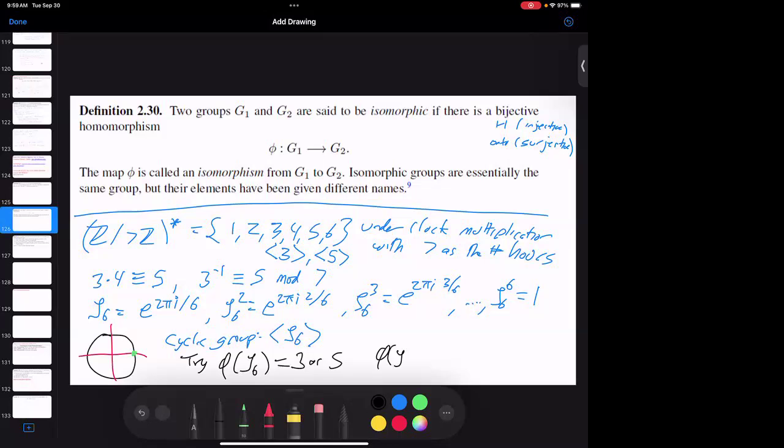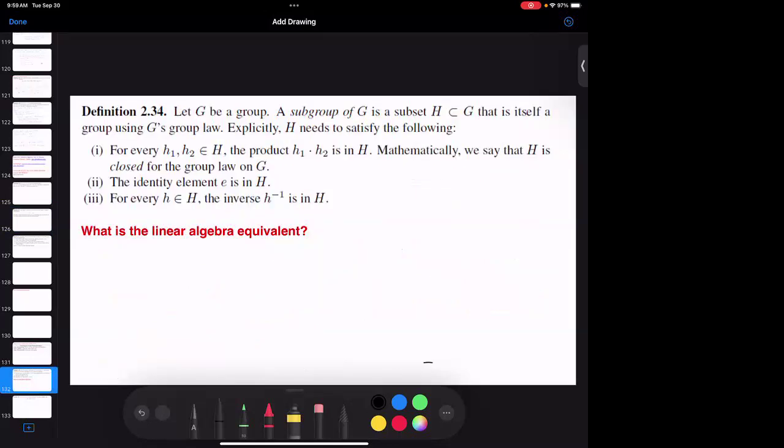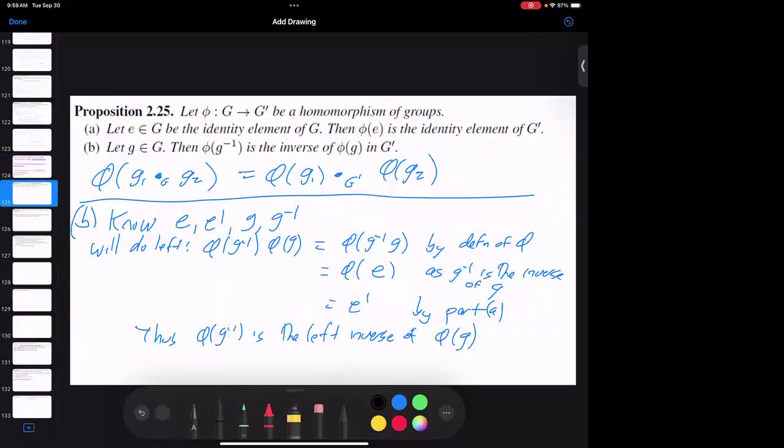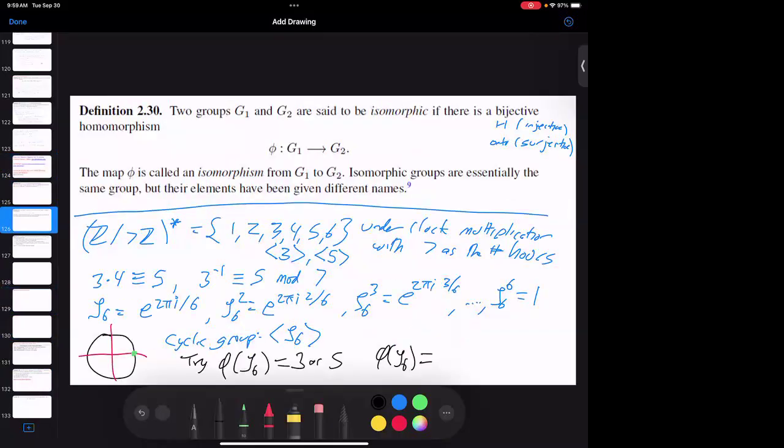What if we tried sending it to 2? As another possibility, we could try sending it to 2. And so go home and do the calculations and see, would this be a group homomorphism if we send zeta of 6 to 2? You would need to check to see, is phi of a product the product of the phis? How many things are there to check? How many products?